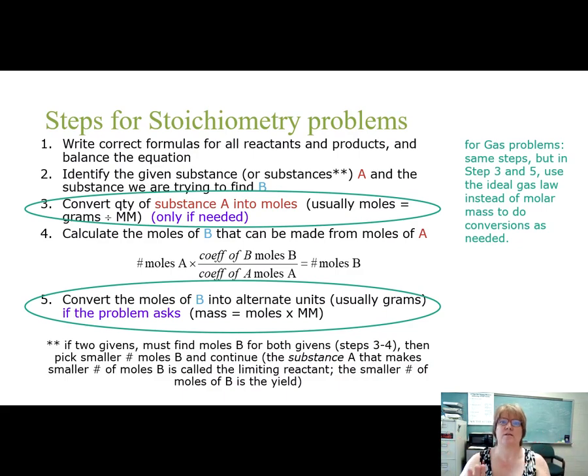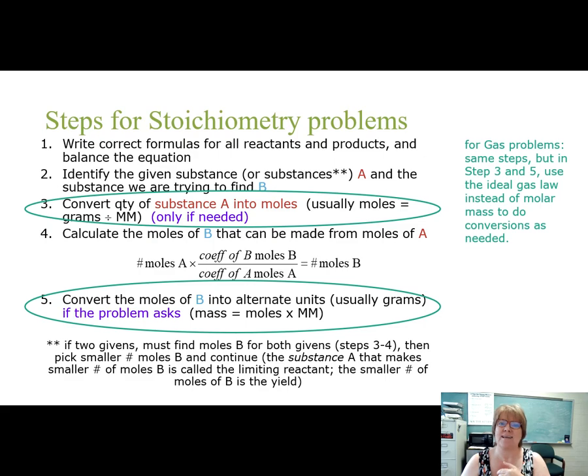Write the correct formulas of all the substances, make a balanced chemical equation, identify your given information and what is your given substance, what is your unknown substance. As we get into these solution and gas problems, they're not so obvious which one is which, because you may know some information about one of the chemicals, but not all of it, so it could still be the unknown thing that you're trying to find.